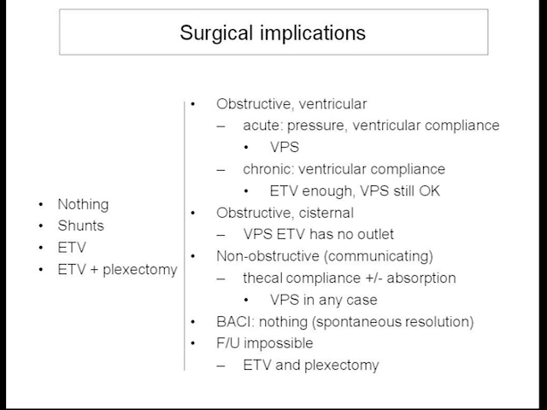In obstructive cisternal hydrocephalus, obviously it has to be a shunt, because if you open the floor of the third ventricle and you have accumulations within the prepontine cistern and the suprasellar cistern, there will be no real expansion of the space. If you are dealing with a non-obstructive hydrocephalus, the compliance is lost or the absorption. In any case, because it's extracerebral, you have to shunt the patient.